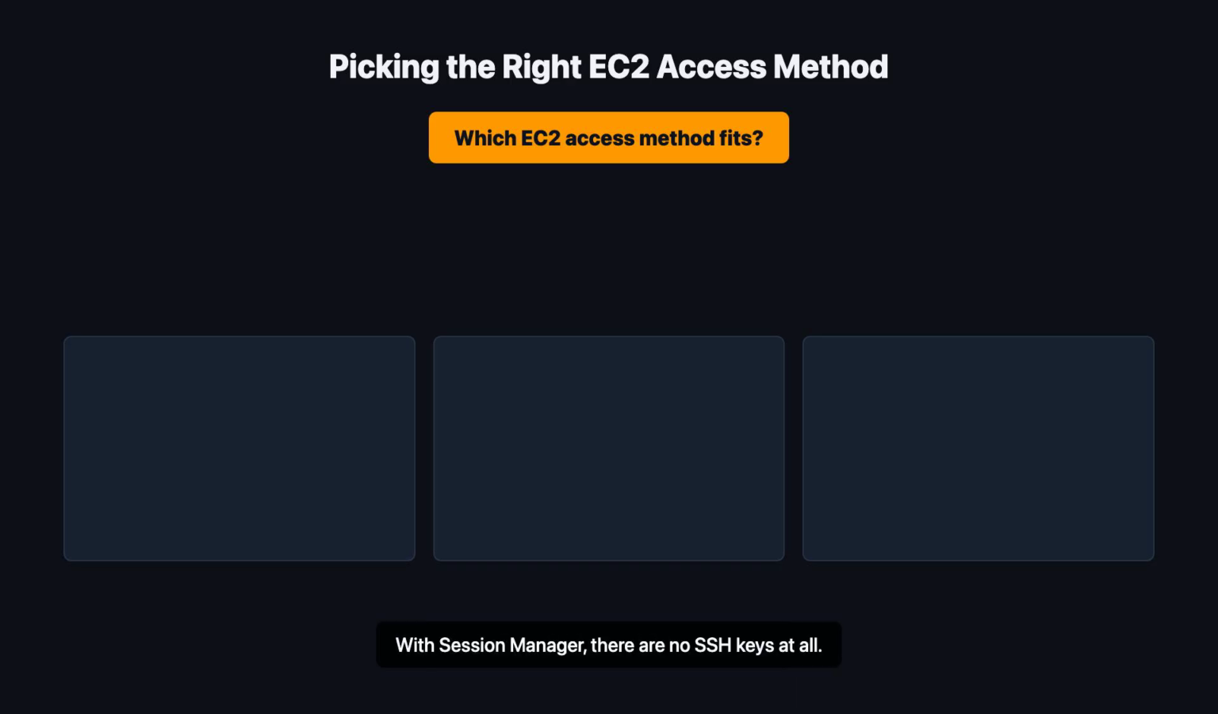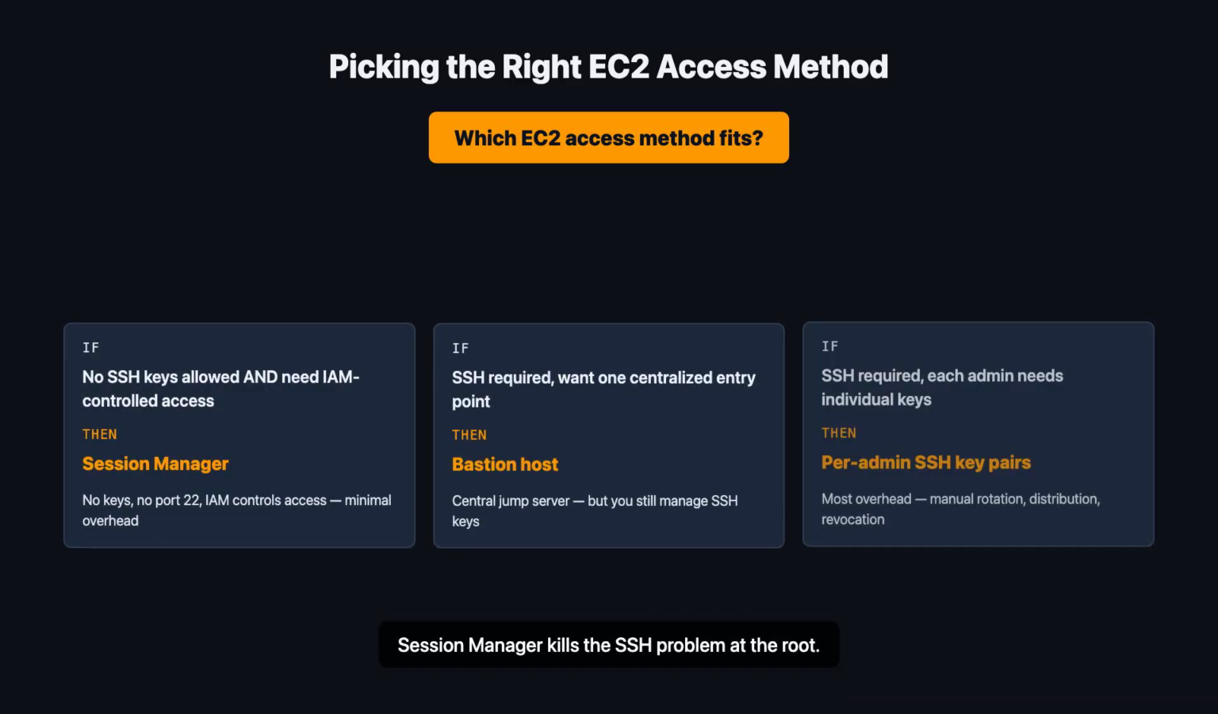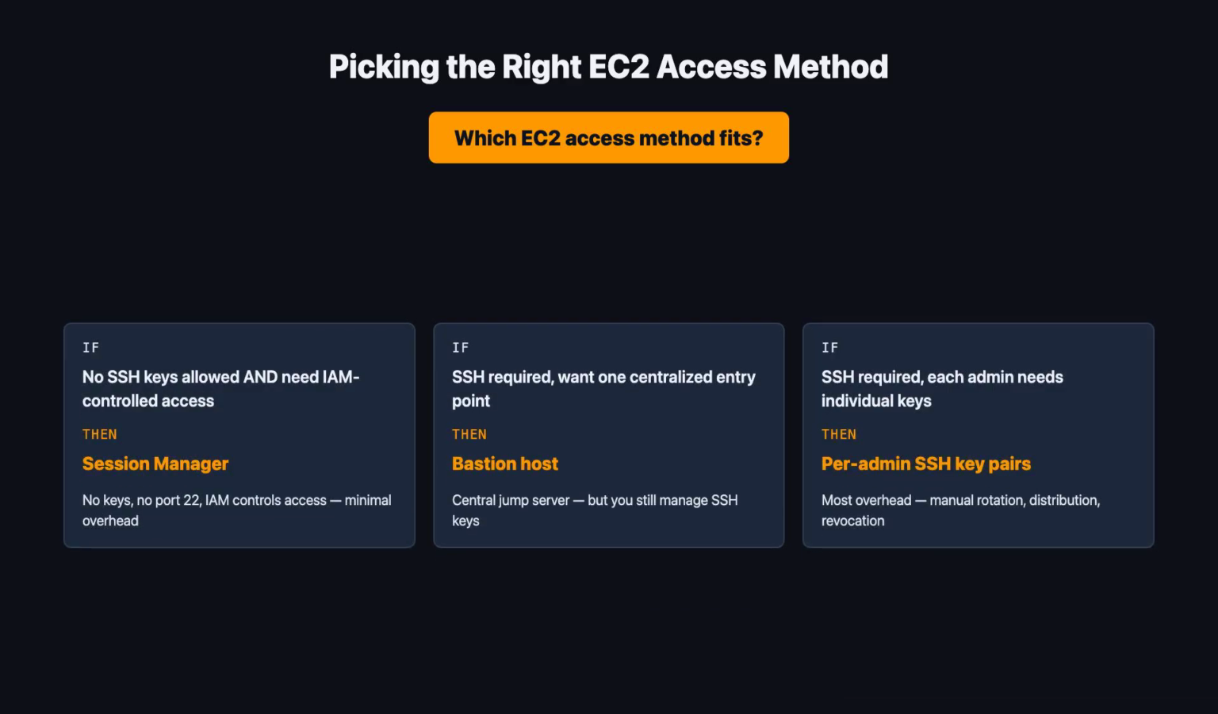With Session Manager, there are no SSH keys at all. No port 22 open. No Bastion host to patch. Install the Systems Manager agent on each instance and attach an IAM role. Your admins then log in through the console or CLI. IAM controls who gets access. CloudTrail logs every command. The exam loves this question because a Bastion host sounds secure, but it still needs SSH keys. Session Manager kills the SSH problem at the root.